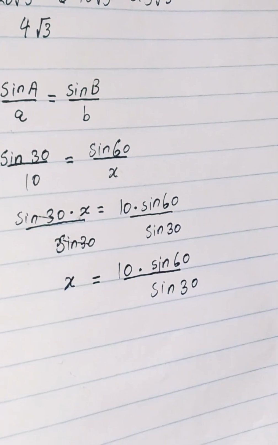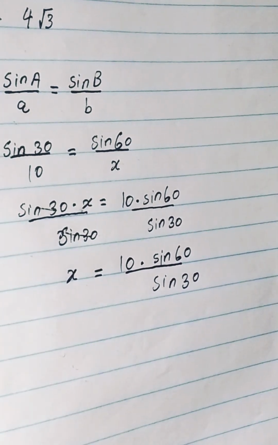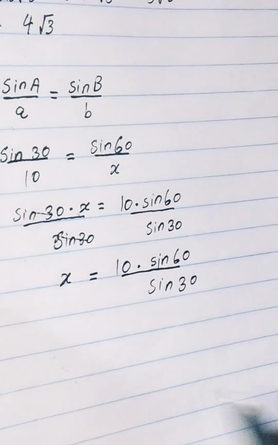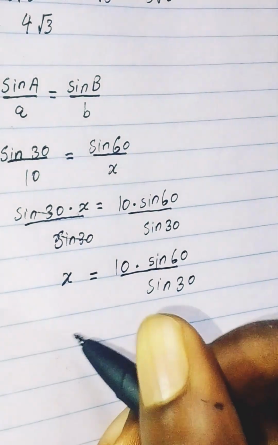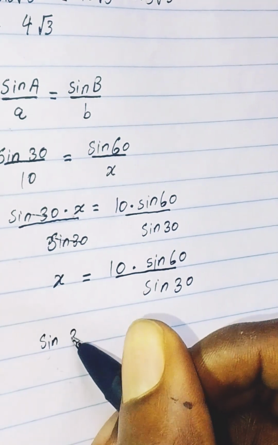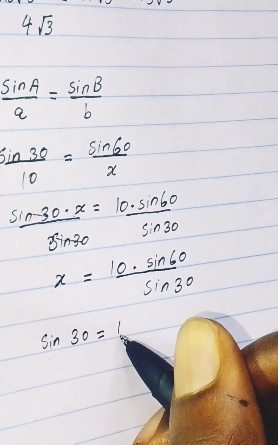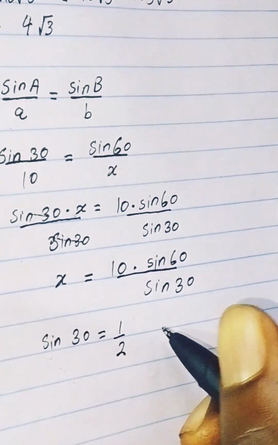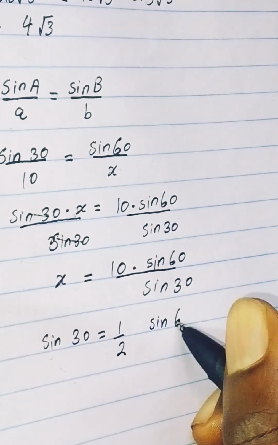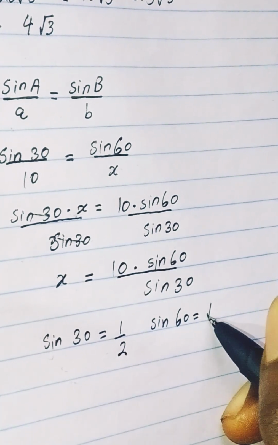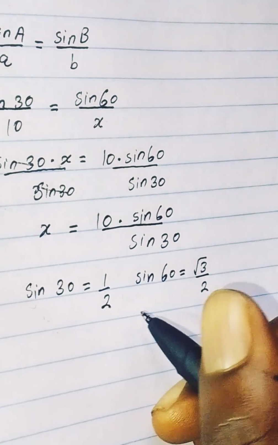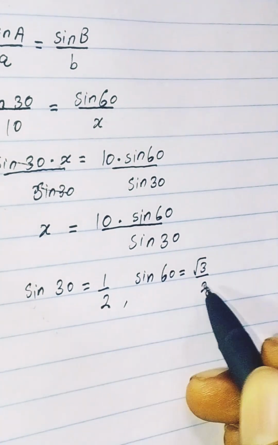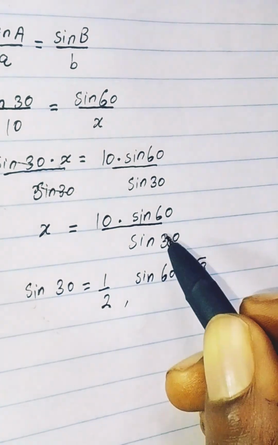Now from here, if you don't remember how to use your special angles, you will be stuck from here. Now look at this. We have sine 60, we have 30, we have 45. Don't forget, we have sine 30 to be 1 over 2, while sine 60 equals root 3 over 2. Now from here we just want to substitute this. So if you are familiar with special angles, you should remember all this. So we are going to substitute it into this equation here.